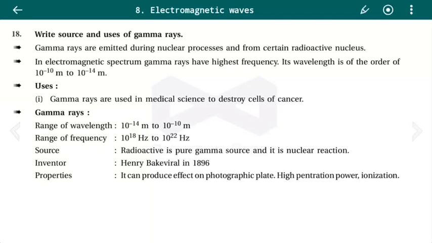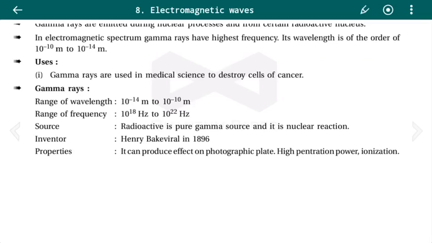Now let us discuss the gamma rays. Gamma rays are emitted during nuclear processes and from certain radioactive nuclei. In the electromagnetic spectrum, gamma rays have the highest frequency. Its wavelength is of the order of 10 to the minus 10 meter to 10 to the minus 14 meter. In detail we will be discussing how gamma rays are emitted during the nuclear process. But for now you need to know that the source of the gamma rays is the nuclear process. That is, during radioactivity these gamma rays are emitted.